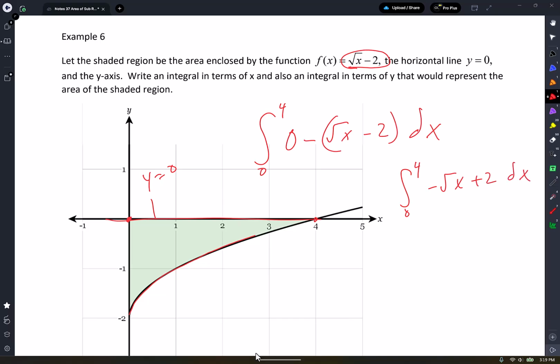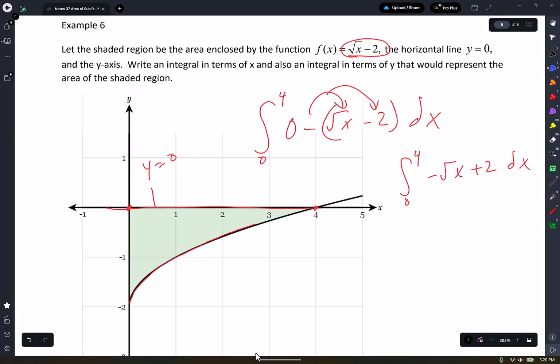Is everyone okay with how I got that? Okay. Say it again? Yes, you're allowed to distribute. There's a negative in front of that, right? And there it is. All right, here we go.